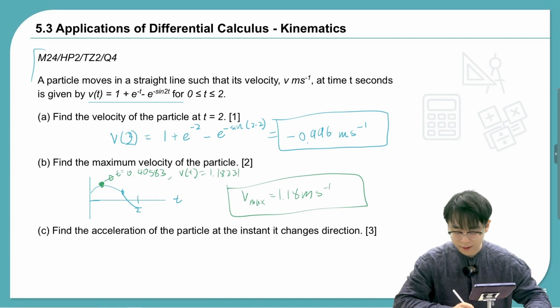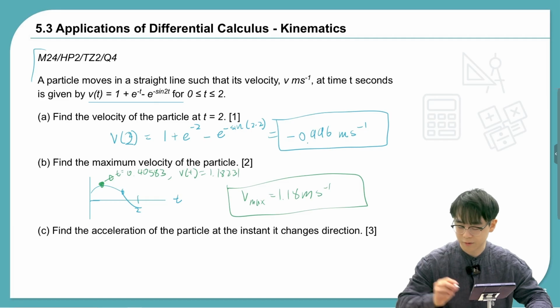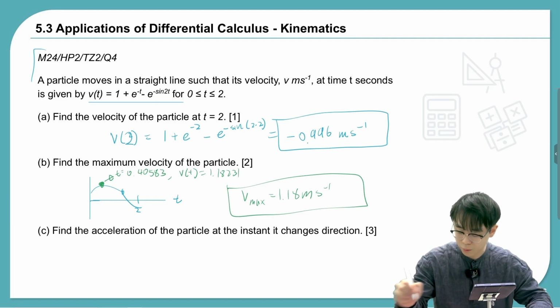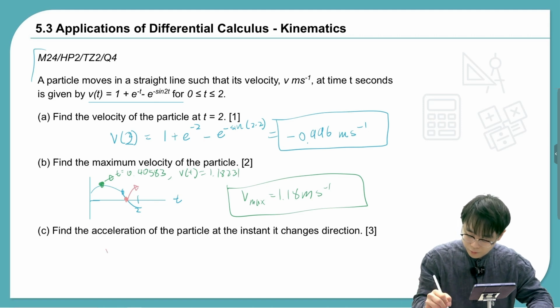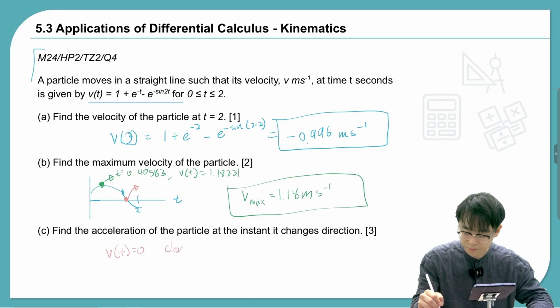And we want to find the acceleration of the particle at the instant it changes its direction. So first we calculate when it changes its direction, which is this zero point. So v(t) equals 0 is when we change direction.